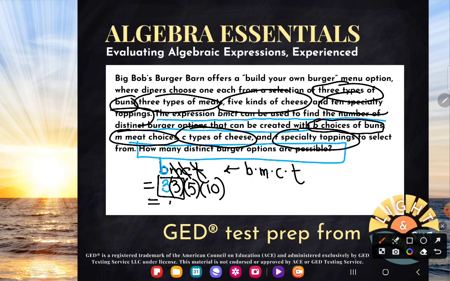So 3 times 3 is 9. I know I can multiply in any order I want. I'm going to take advantage of that. 5 times 10 is 50. And let's see, 9 times 50 is 45 with a 0 on the end. 450 possible burger combinations if I use this rule of theirs to choose one of each thing from this category.